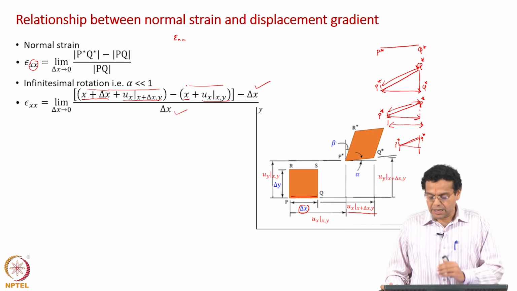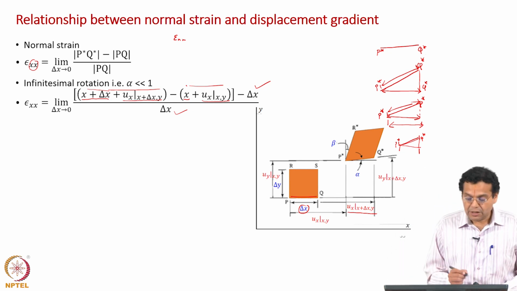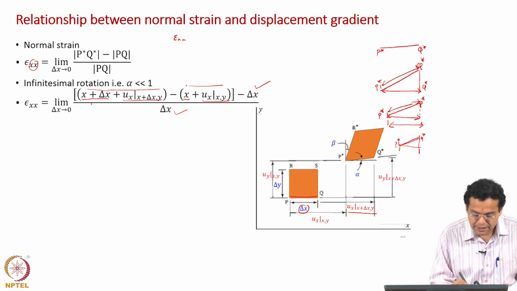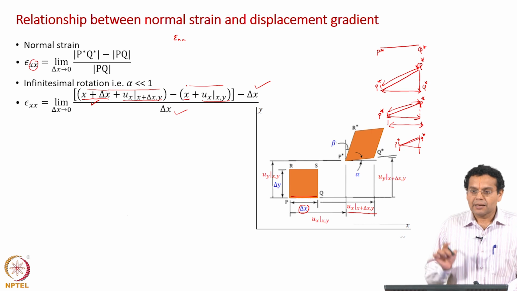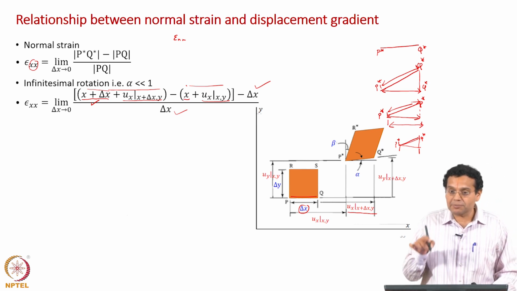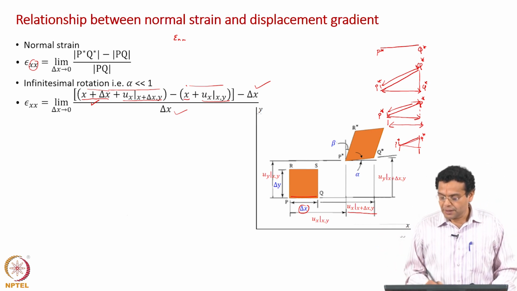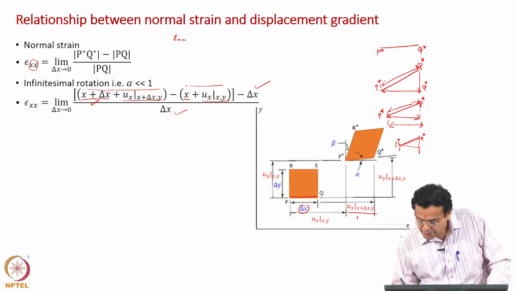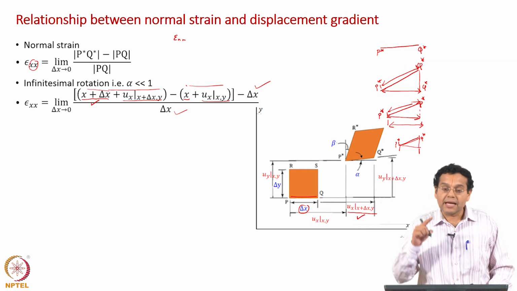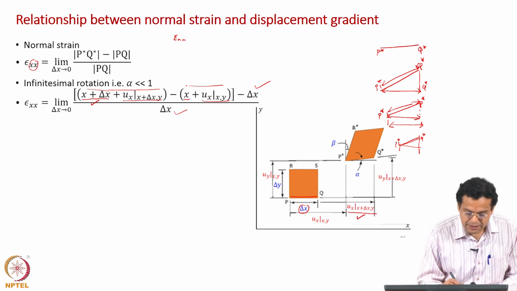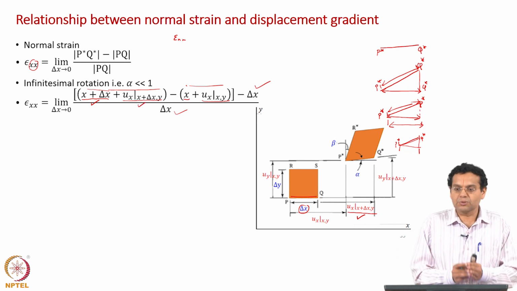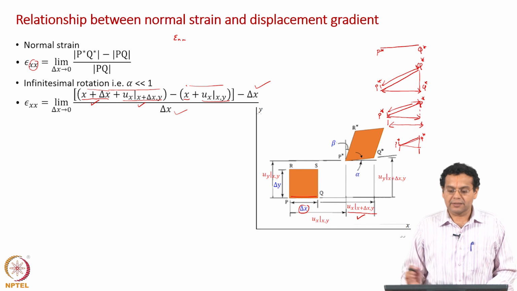Similarly, here, what is the original x coordinate of Q star? The original x coordinate is x plus delta x. To that you add the displacement of the point Q. What is the displacement of point Q? Ux, but evaluated at x plus delta x comma y, that is this term. So, if you add these two, you will get the final x coordinate.